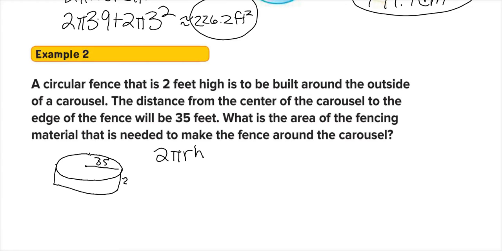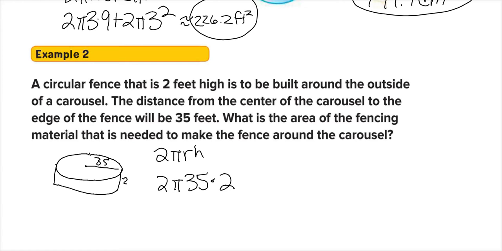Because think about it, the last part of the formula is 2 pi r squared. Well, 2 pi r squared would be the area of the top plus the area of the bottom, times 2, right? Which is where all that comes from. So we're only finding the lateral area for this one. So we're going to do 2 pi, and then the radius would be 35, and the height would be 2. Okay, so 2 pi times 35 times 2.